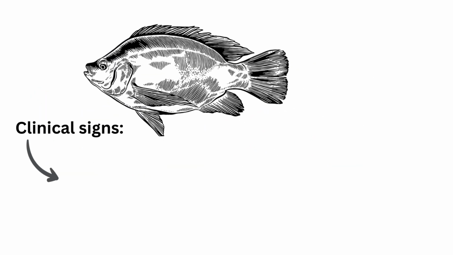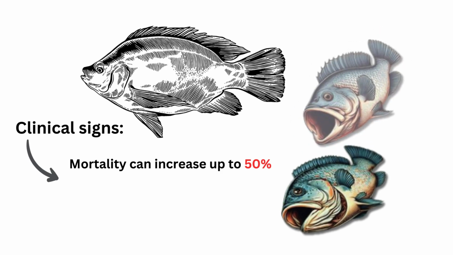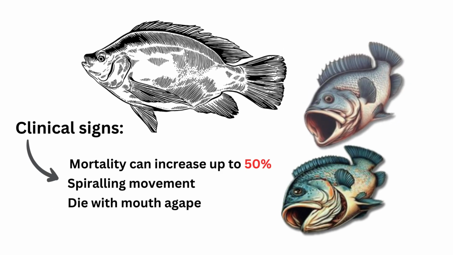In Edwardsiellosis, mortality in the fish farm can increase up to 50%. Fish affected by Edwardsiella will show signs of spiraling movement and die with mouth agape and opercula flared.